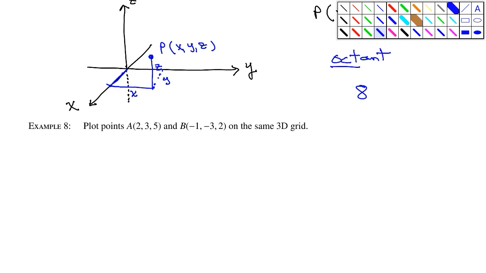So we'll go ahead and do these two. Plot the points A, which is 2, 3, 5, and B, which is -1, -3, and 2 on the same 3D grid. All right, so let me draw us a little grid here.